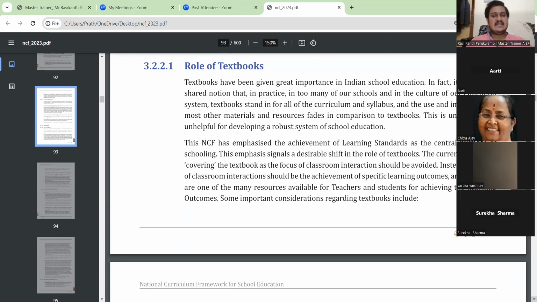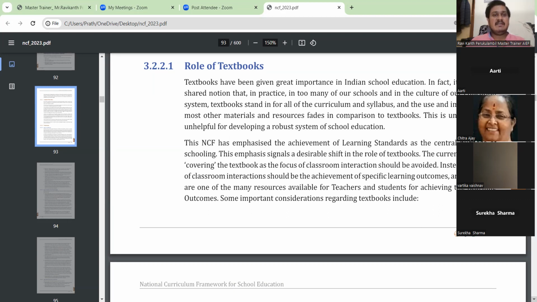This NCF has emphasized the achievement of learning standards as the central purpose of schooling. This emphasis signals a desirable shift in the role of textbooks. Okay, there is a shift in the role of textbooks. The current practice of covering the textbooks as the focus of classroom interaction should be avoided. Okay, it is not that we have to cover the content that has been given in the textbook. Instead, the focus of classroom interaction should be the achievement of specific learning outcomes, and textbooks are one of the many resources available for teachers and students for achieving the learning outcomes.